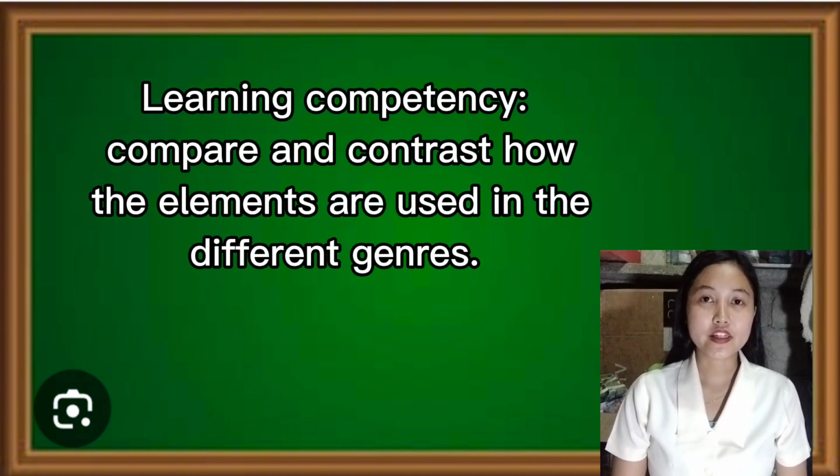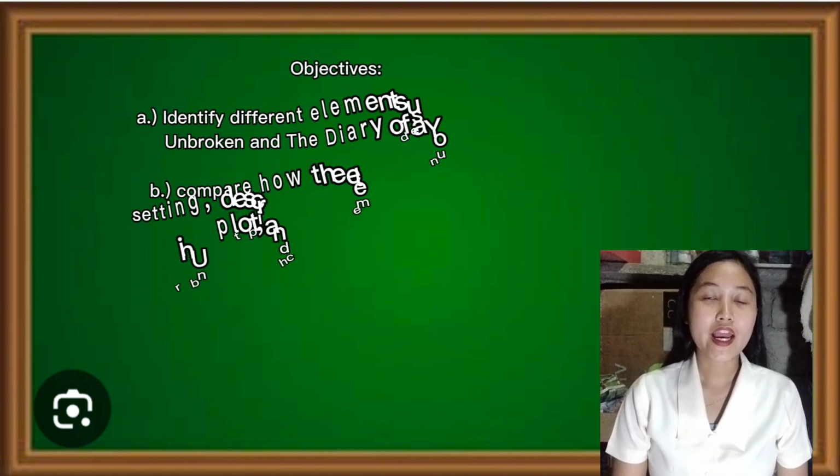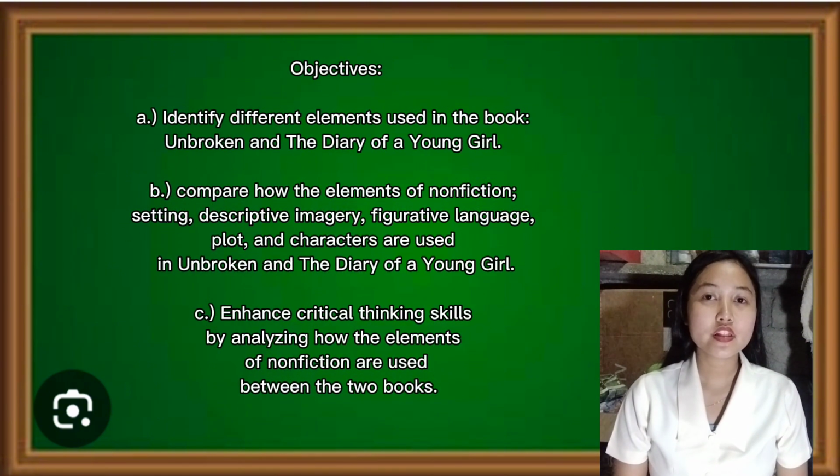So, learning competency: compare and contrast how the elements are used in the different genres. The objectives are, first, identify different elements used in the books Unbroken and The Diary of a Young Girl. Second, compare how the elements of nonfiction such as setting, descriptive imagery, figurative language, plot, and characters are used in Unbroken and The Diary of a Young Girl. Lastly, enhance critical thinking skills by analyzing how the elements of nonfiction are used between the 2 books.